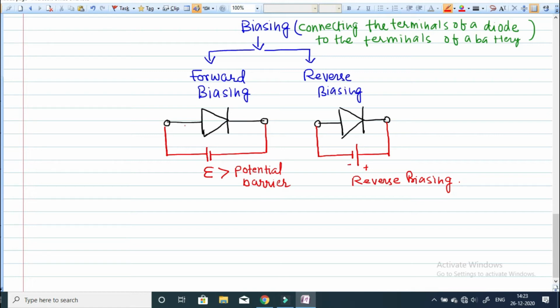Basically, this is your p-type semiconductor, this is your n-type semiconductor. In case of forward biasing, p-type is connected with the positive terminal of the battery, and n-type is connected with the negative terminal of the battery. In case of reverse biasing, the process is just reverse. The p-type semiconductor is now connected with the negative terminal of the battery, and n-type semiconductor is connected with the positive terminal of the battery. Then the process is known as reverse biasing.